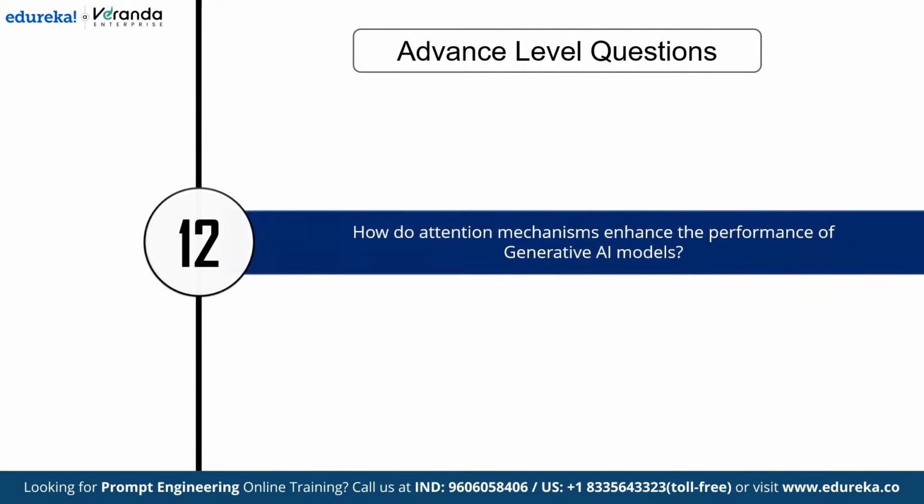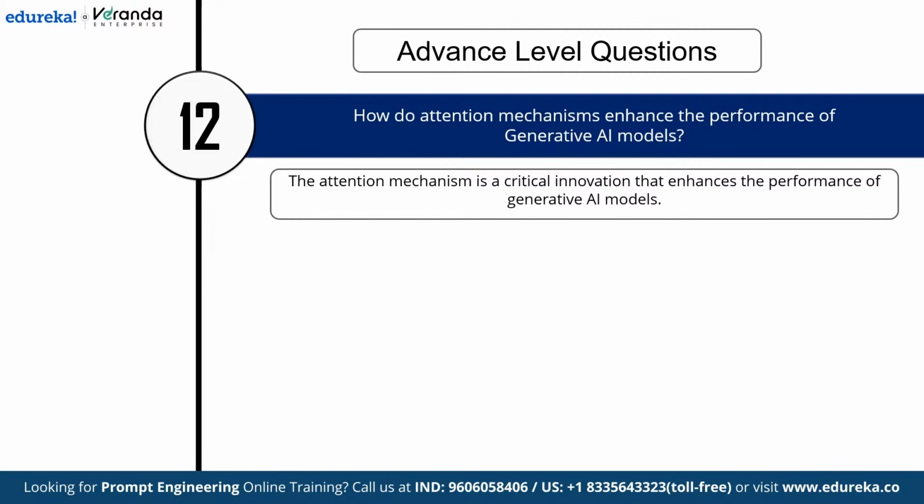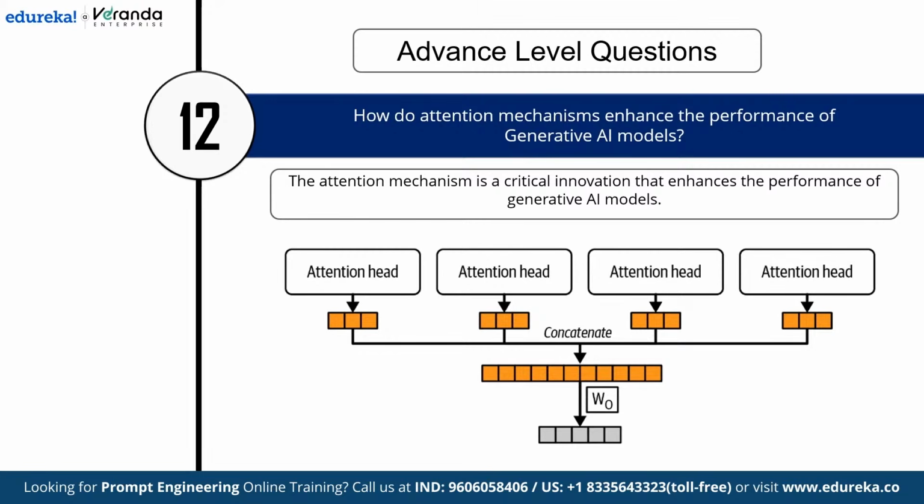Now moving on to the next question. How do attention mechanisms enhance the performance of generative AI models? Well, attention mechanisms significantly enhance the performance of generative AI models by allowing them to focus on relevant parts of the input data when generating each part of the output. So here's how they work and contribute to improved performance.